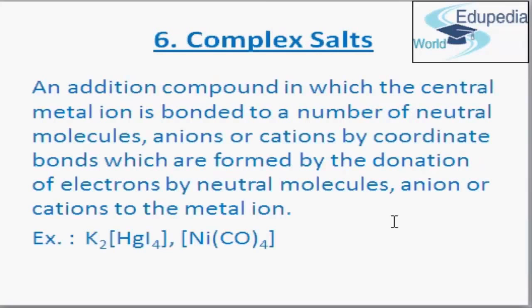Now we will discuss complex salts. An addition compound in which the central metal ion is bonded to a number of neutral molecules, anions or cations by coordinate bonds, which are formed by the donation of electrons by neutral molecules, anions or cations to the metal ion, is called a complex salt. A complex salt retains its identity in solid state as well as in solution. The examples of complex salts are K2HgI4 and Ni(CO)4.